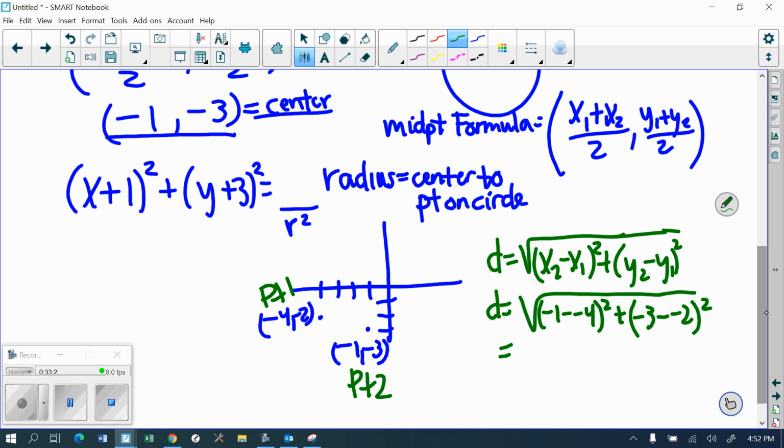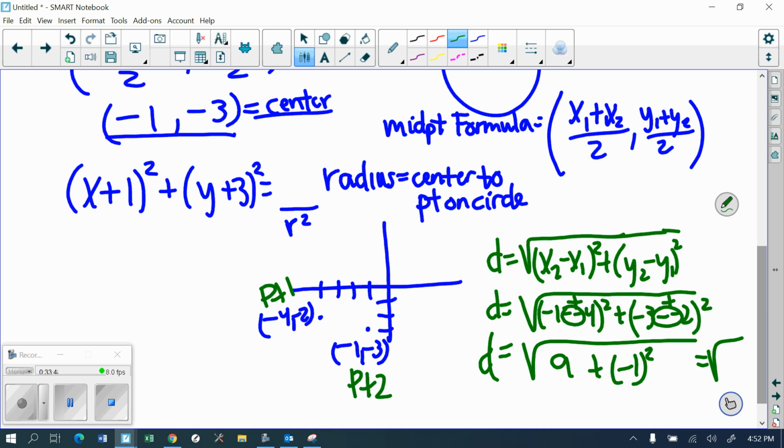So if you're doing this, you can see you need to know your integers well. You're supposed to have those mastered from middle school. So that makes that a plus, that makes that a plus. So I get 4 minus 1 is 3 squared is 9, and negative 3 plus 2, or the same thing as 2 minus 3, is negative 1 squared, which is 1. So now I have d equaling the square root of 10.